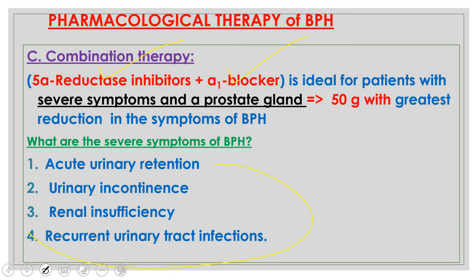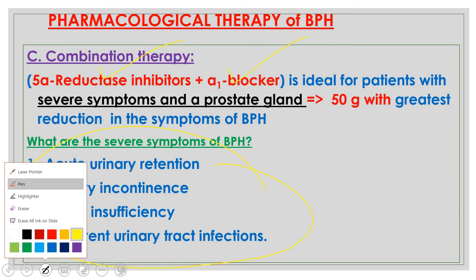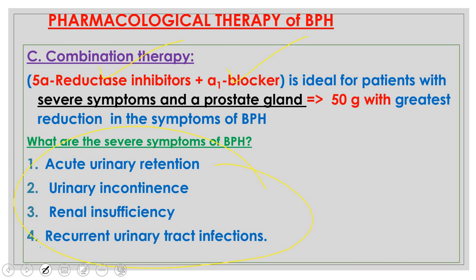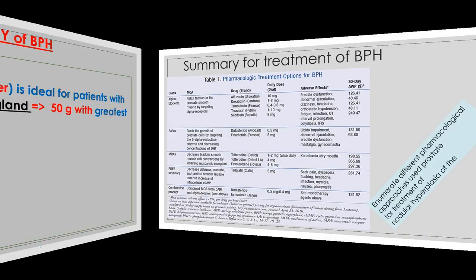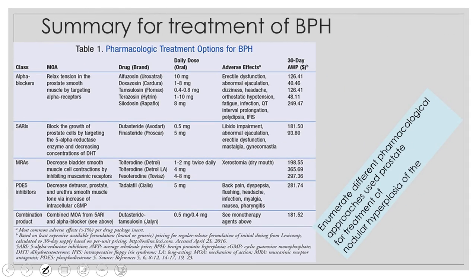These are the signs and symptoms of the prostate hypertrophy patient. Some summary for yourself, you can go through that. You will get alpha blockers, and then the second class is 5-alpha reductase inhibitors. It blocks the growth of prostate cells. This is very important: it decreases the size. Relaxation of the tension by the alpha blocker means easy micturition.